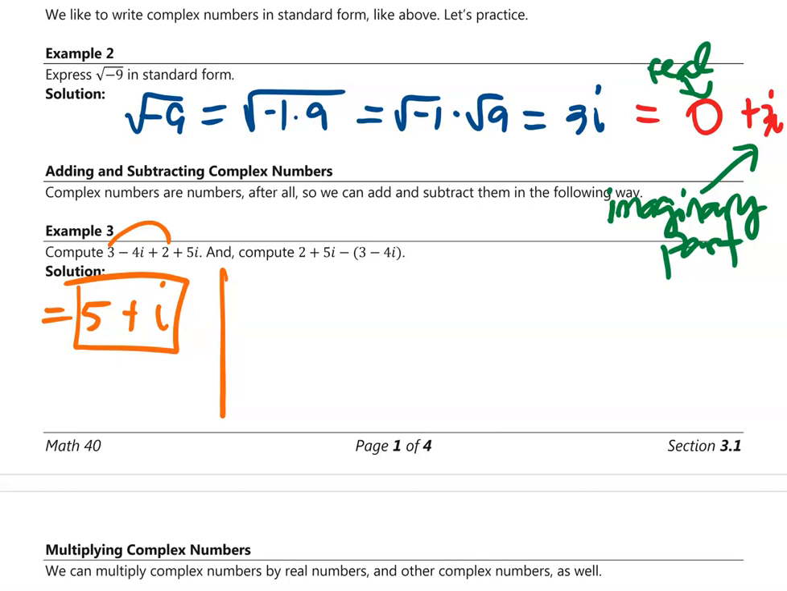The other one, compute 2 plus 5i minus 3 minus 4i. So this is 2 plus 5i. You distribute the negative. That is minus 3. Negative times negative 4i is positive 4i. And then simplify. Combine like terms. 2 minus 3 is negative 1. 5i plus 4i is 9i.